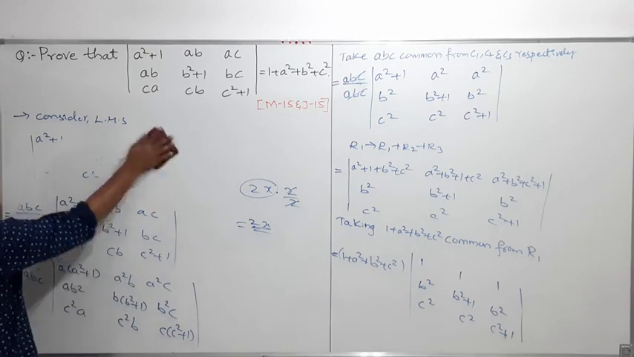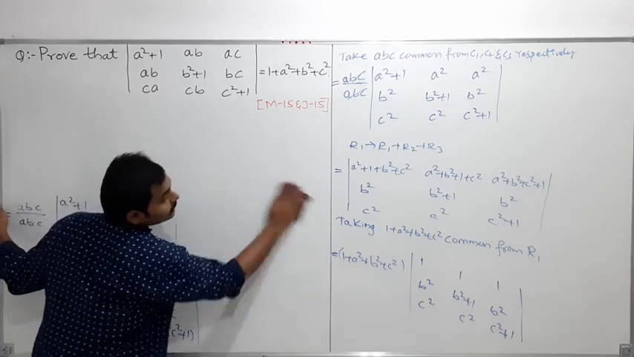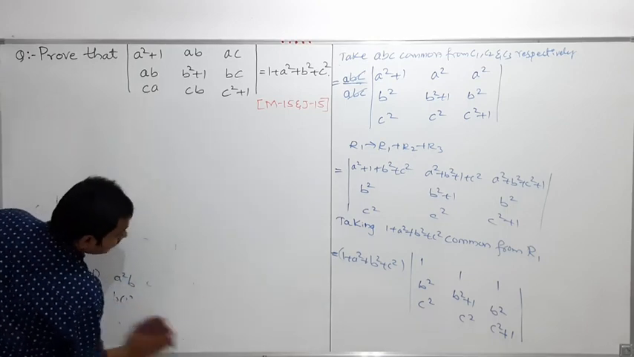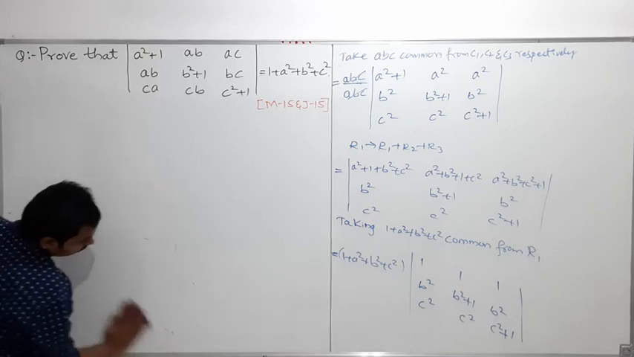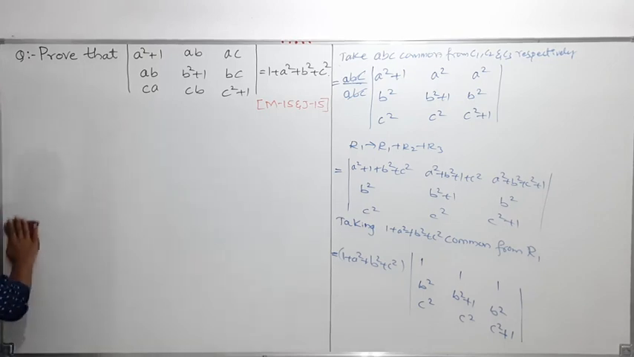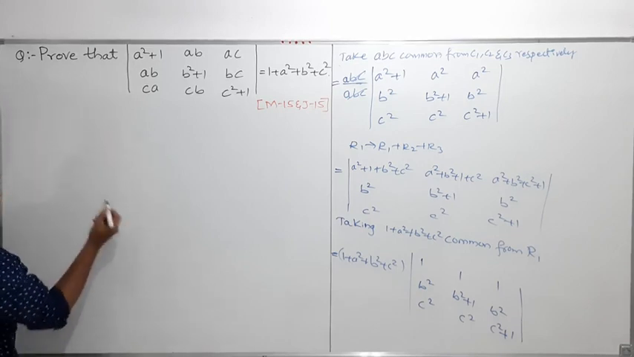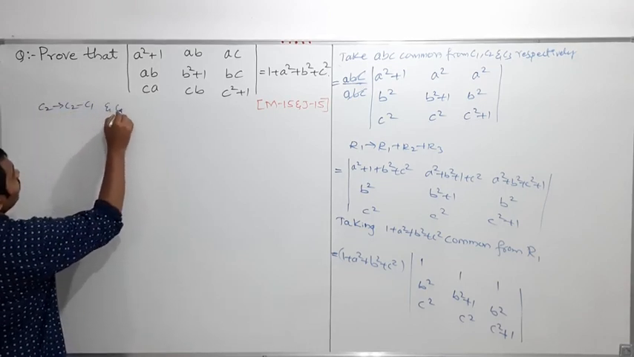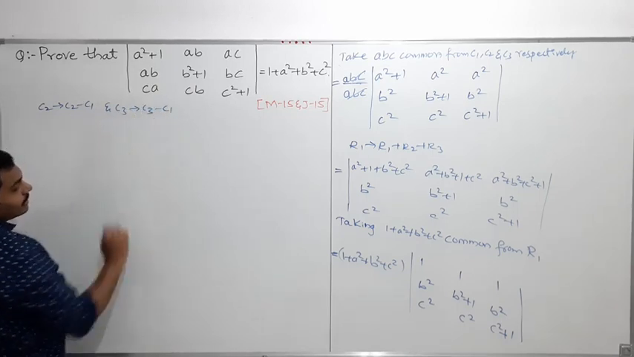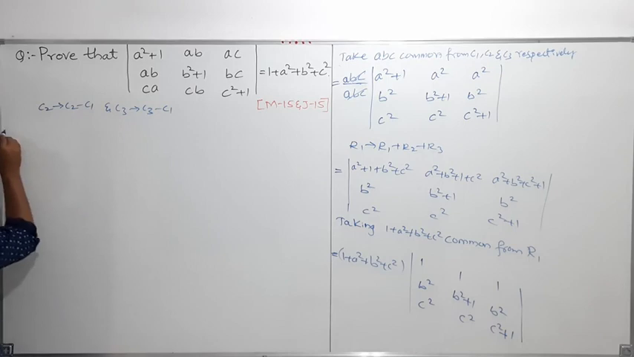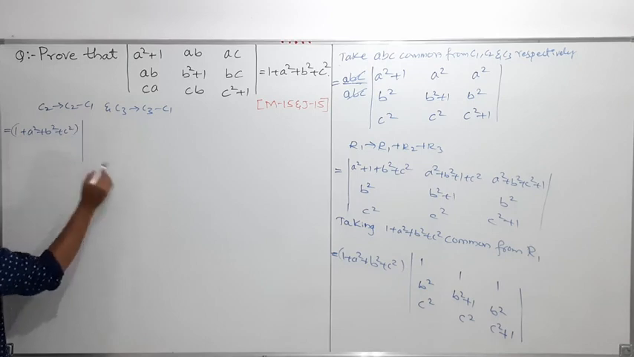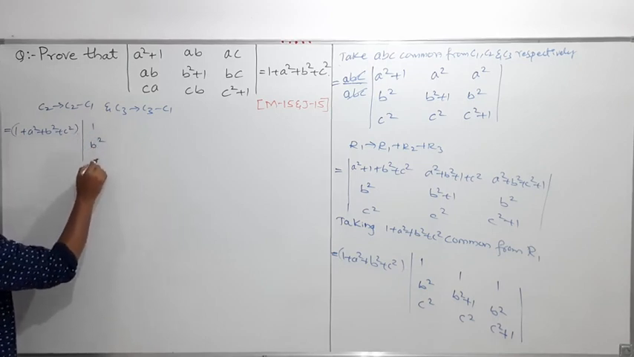So I will erase this part because I don't have space there. Therefore I will continue here. My students, I next apply the operation. The operation I am applying here is column 2 changes to column 2 minus column 1, and column 3 changes to column 3 minus column 1, and that is equal to 1 plus a square plus b square plus c square. Column 1 is as it is, 1, b square, c square.